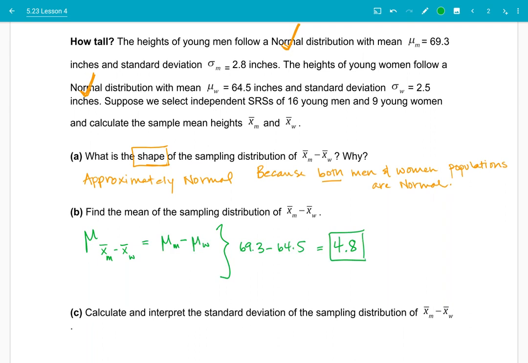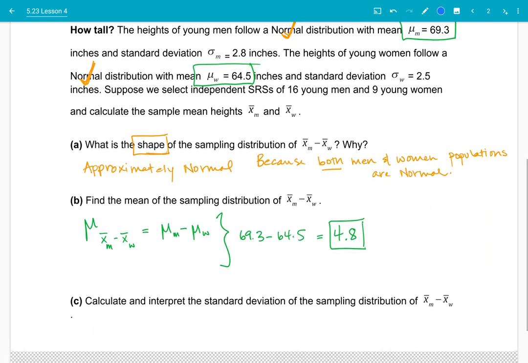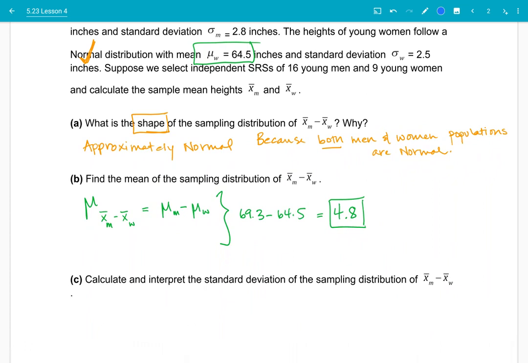Okay? And up here, the numbers I used, I have boxed in green. Those were the mean of our populations individually. Subtract them, you'll find the difference of their means, and then that should match your sampling distribution. Okay, last up, calculate and interpret the standard deviation of the sampling distribution. So standard deviation does have to be adjusted. It doesn't match the populations because samples are not the same as population variability. Okay, so we have to adjust it for our sample size.